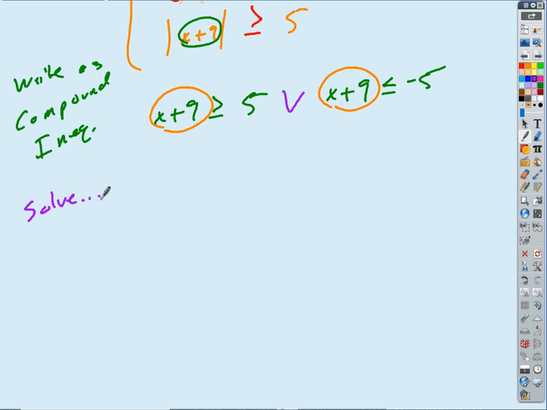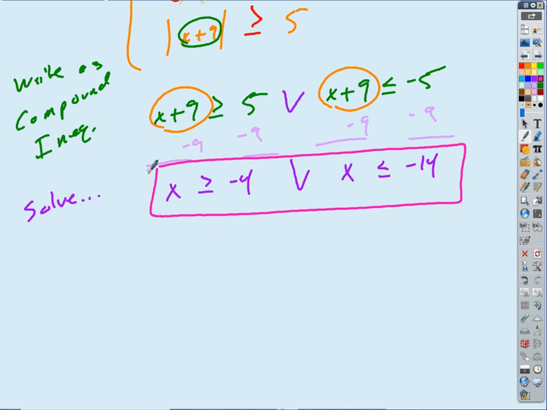There's only one step to solve each of these. What's the one step to get the x by itself? Yeah, we just subtract 9. Which gives us, on this side I get x, on this side I get 5 plus -9, or 5 minus 9? -4, good. Or, how about over here? I'm going to subtract 9, which gives me x is less than or equal to -14. Good, so there's our answer.